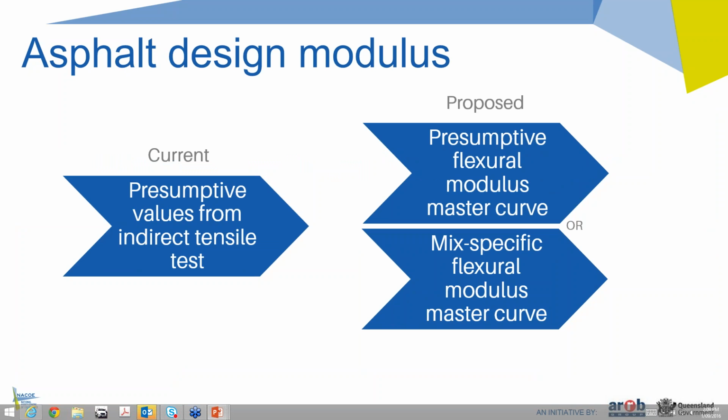So just quickly looking at the first main change, which is defining the asphalt modulus through a flexural modulus master curve. Currently, presumptive moduli from indirect tensile testing or resilient modulus testing is most commonly used to determine pavement design moduli. The use of the presumptive design values will still be an option in the new method. However, the new method also includes the option to use a mix-specific modulus master curve rather than the presumptive values. And in a moment, I'll hand over to Eric and he'll cover that in detail.